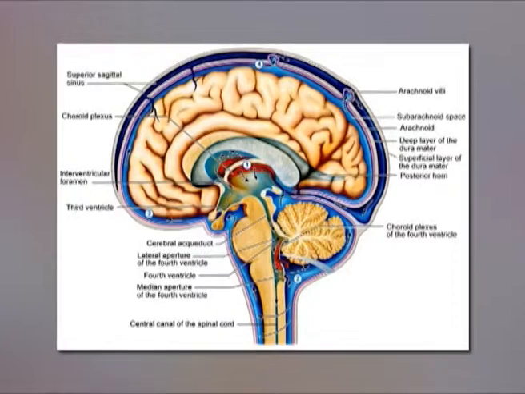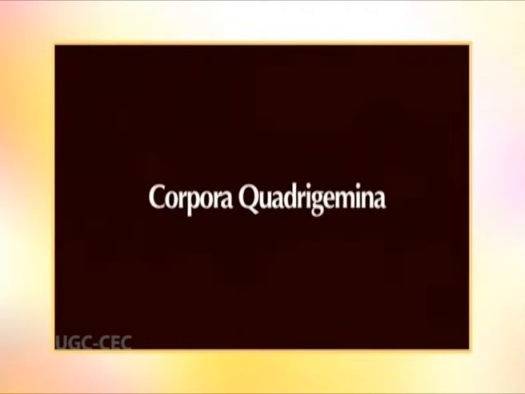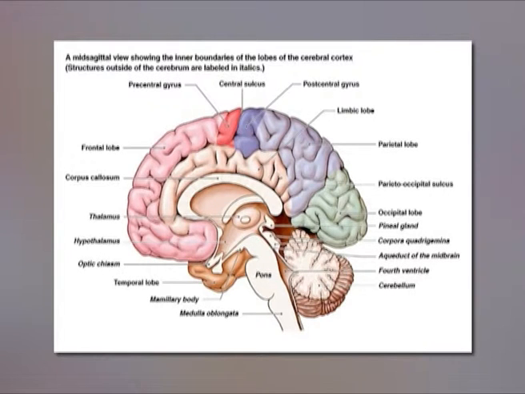A canal called iter or cerebral aqueduct connects the third ventricle with the fourth ventricle and is present inside the midbrain. Now the midbrain has 2 parts, corpora quadrigemina being the first. They are 4 in number, 2 on each side, as rounded swellings.